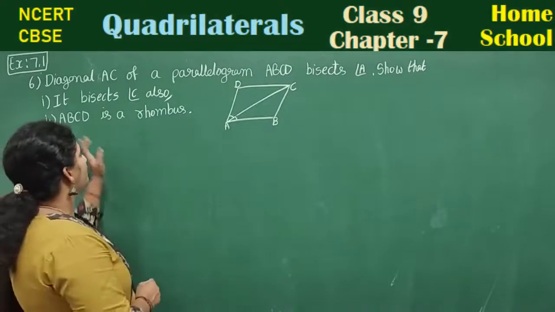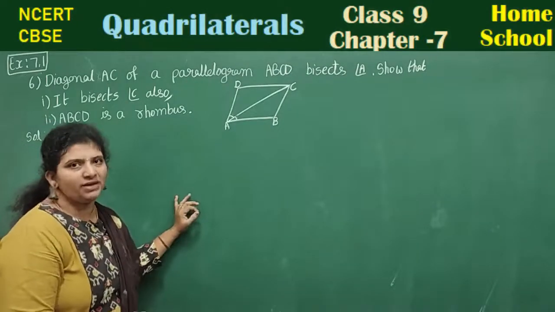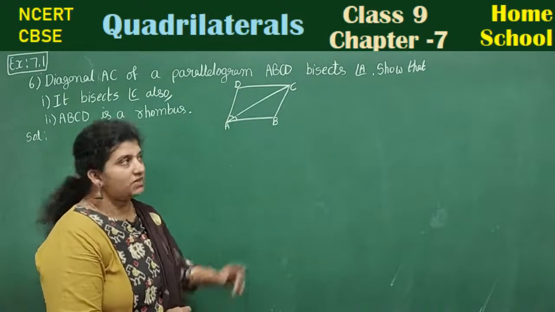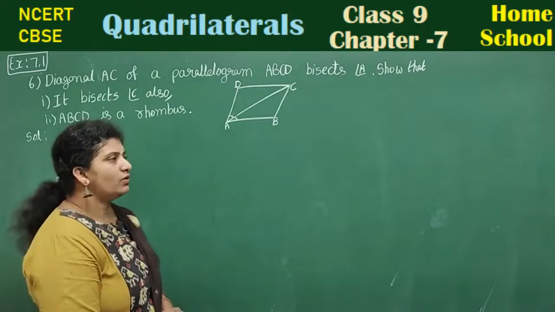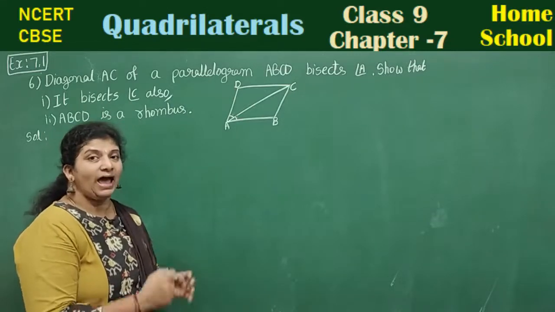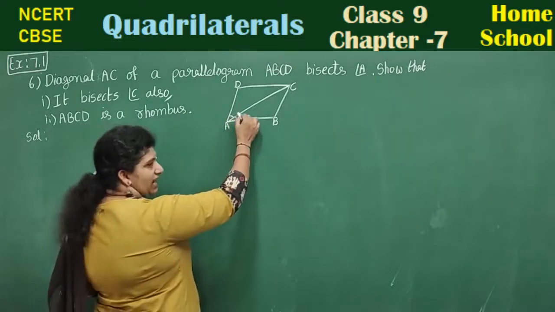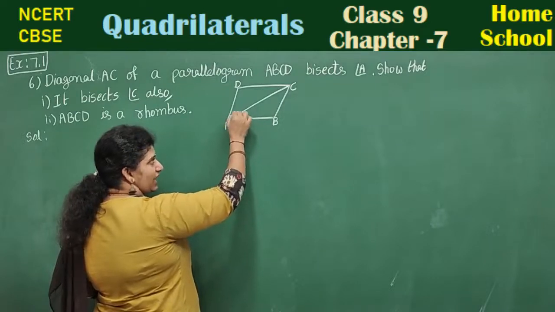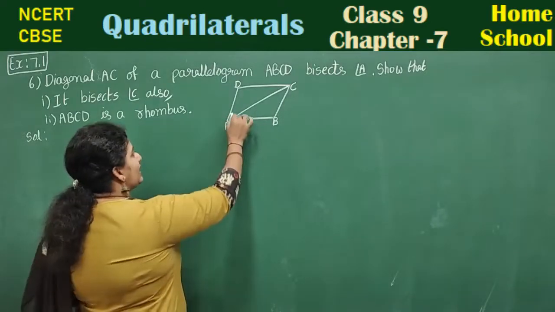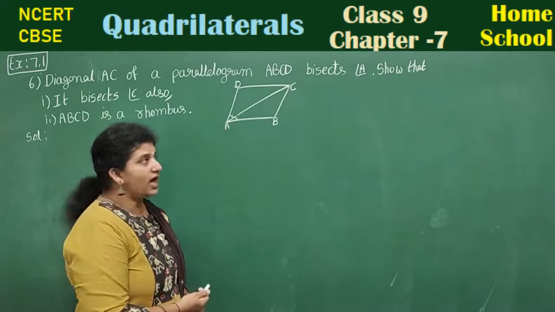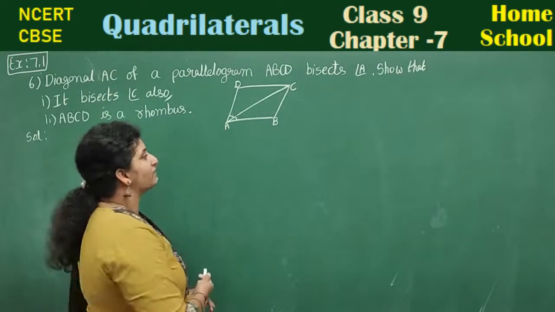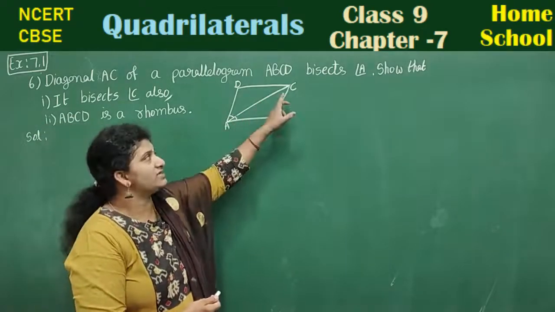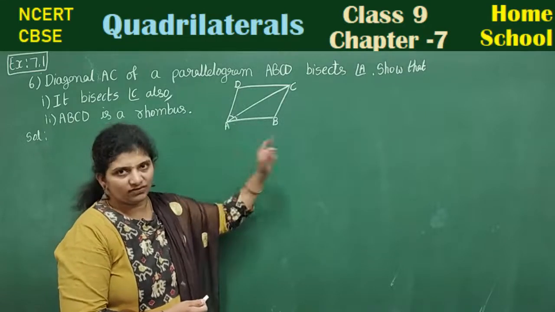Let's see the sixth problem. Diagonal AC of a parallelogram ABCD. Look here, ABCD is a parallelogram, diagonal AC bisects angle A. What do you mean by bisects angle A? Angular bisector. This diagonal bisects this angle. That means this angle is equal to this angle. Okay, angle A is bisected by the diagonal AC in a parallelogram. Show that it bisects angle C also. We need to prove that one first case.